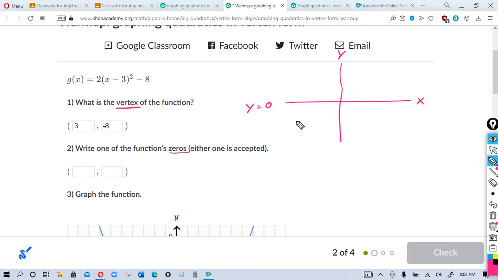So when they say the zeros of the function, they want to know what x equals when y equals 0. The zeros are basically where the parabola hits the x-axis, which is y equals 0. Those points right there are called the zeros. They're called the zeros because the equation for the x-axis is y equals 0. If you drew a line here, that would be y equals 0. All right. So let's see.